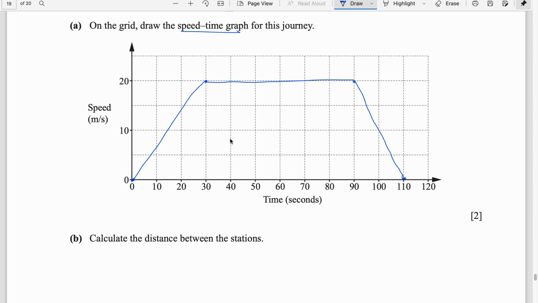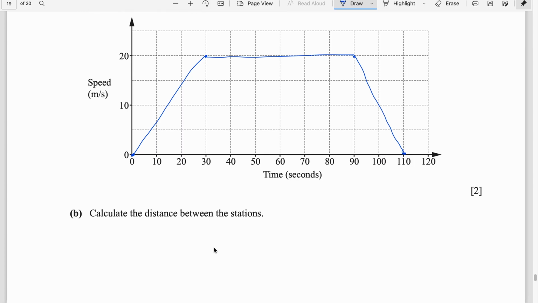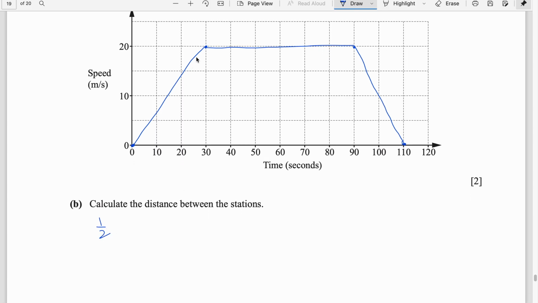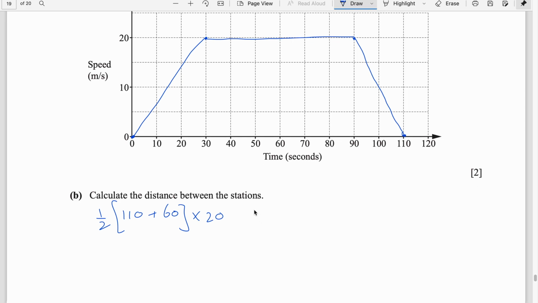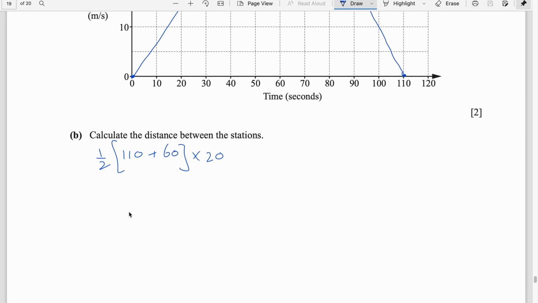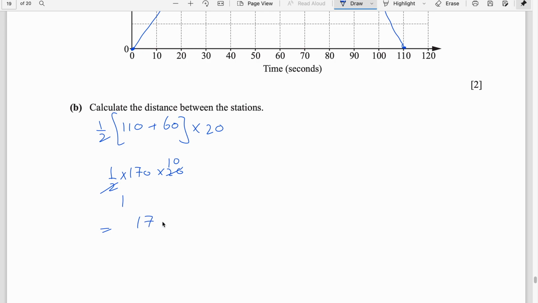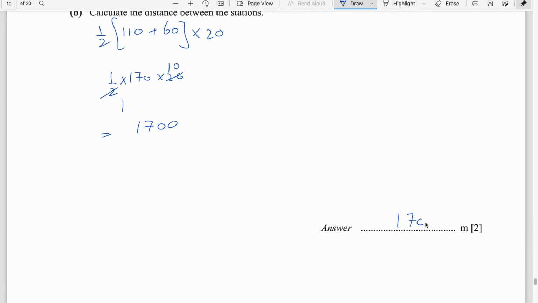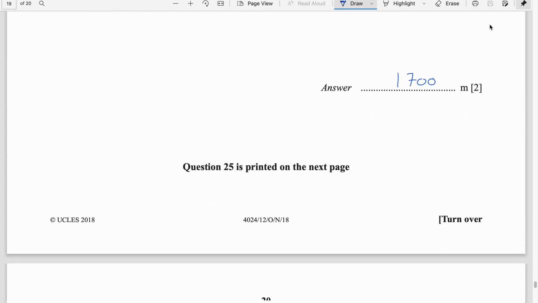So distance is basically the area under the graph. The area under the graph is a trapezium. It is your choice; you may split it into different shapes. 1 by 2 into the sum of parallel sides. This is 110 and this is 60, times the height, 20. 110 plus 60 is 170, times 20, 1 by 2 times 20 is 10, 170 into 10 is 1700. So the distance traveled is 1700 meters.